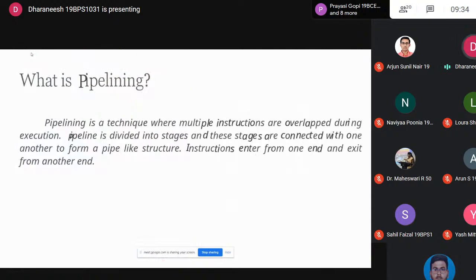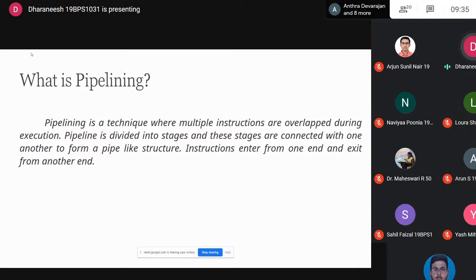So the first and foremost question is, what is pipelining? This is the textbook definition: pipelining is basically a technique where multiple instructions are overlapped during execution. Why they are overlapped, I'll let you know soon. And don't worry if you didn't understand the terms inside the definition, I'll make you understand by the end of the presentation.